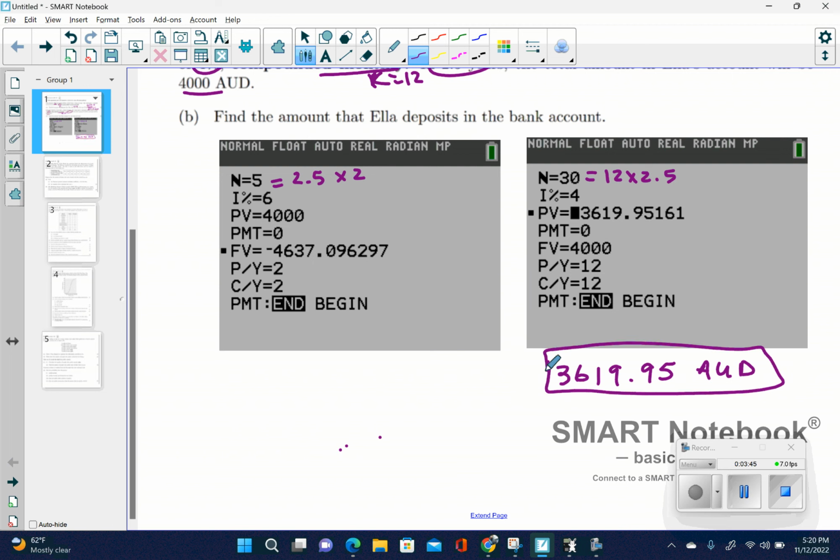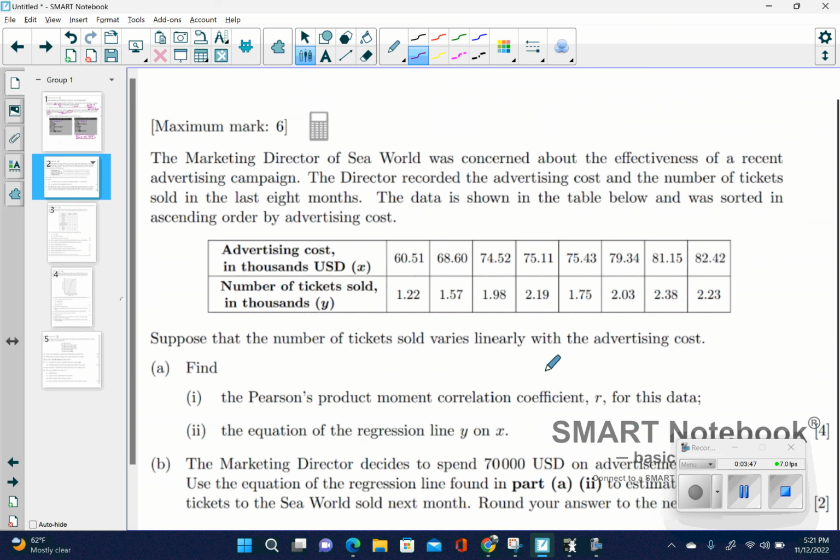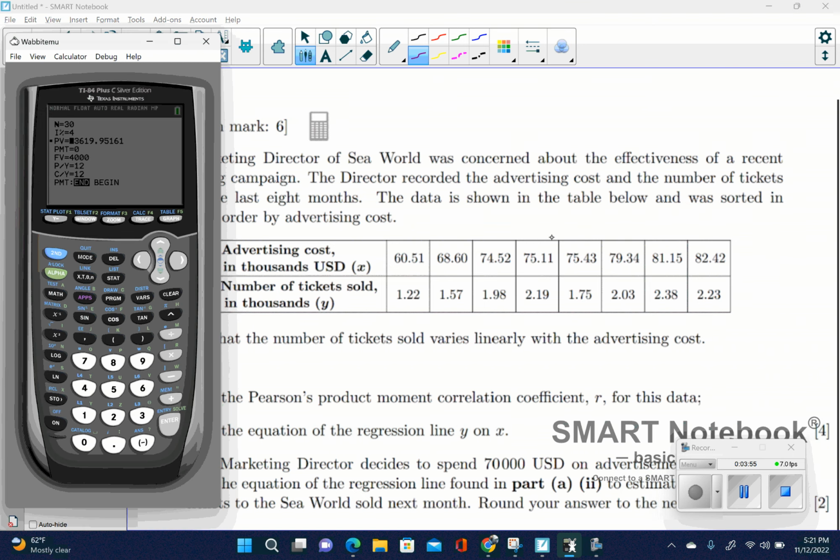All right, so for the next question. So marketing director, we have a set of values here. We did go over this in class just to refresh your memory, but you do need to hit mode and you need to turn the diagnostics on. So if you haven't done that, please do that. And you just hit enter right here, and then we're going to quit out of this. And we're going to go ahead under stat and put our numbers into L1 and L2. Please make sure that you're typing the numbers in correctly. That was a common mistake that I saw.